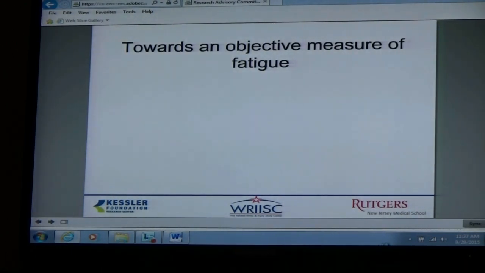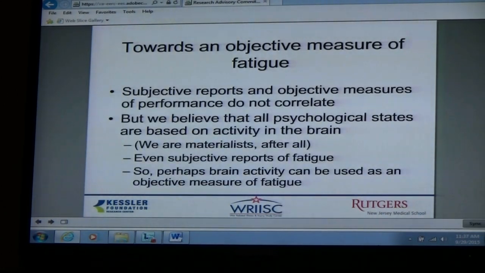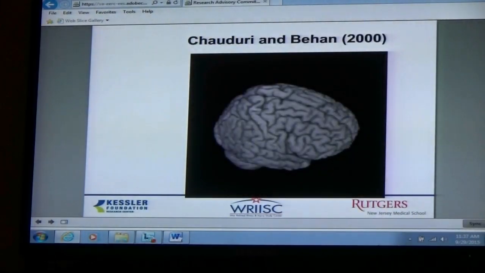So that's why we started to look at the brain and to use neuroimaging measures to look at fatigue. If subjective reports and objective measures of performance don't correlate, but we believe that all psychological states are based on activity in the brain, we are materialists, after all, then even subjective reports of fatigue should have some sort of neural correlate. And so perhaps brain activity can be used as an objective measure of fatigue.